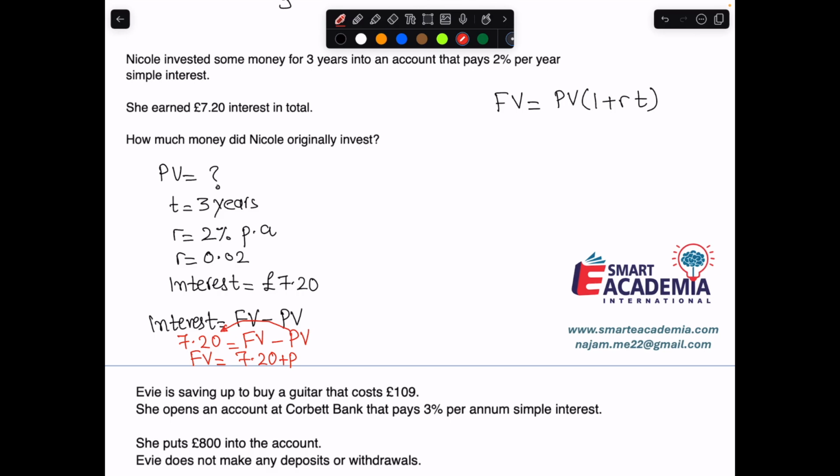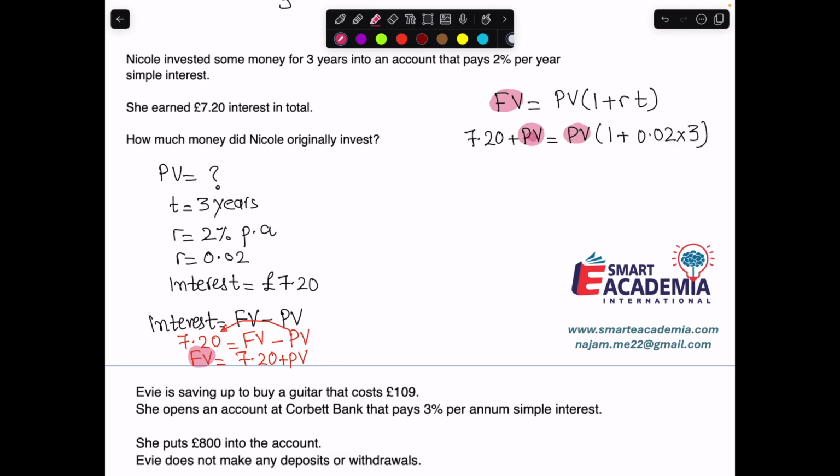Now what this did for me is I can simply substitute this value here, and my equation will be in only one variable, the present value. So if I substitute this, I will get 7.20 plus present value equals present value times 1 plus my R, which is 0.02, and my T, which is 3. Now if you notice, my equation has only one variable, and as I told you before, to solve a one variable problem I need one equation. To solve a two variable problem I need two equations.